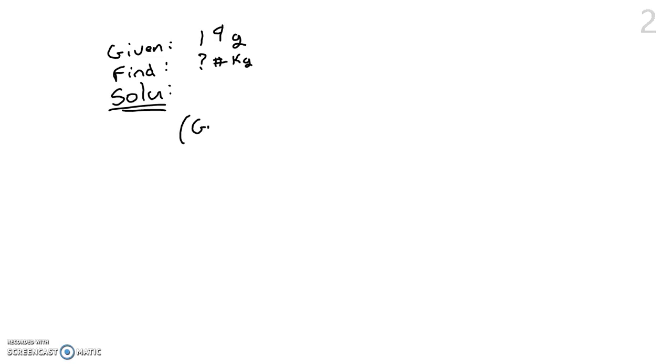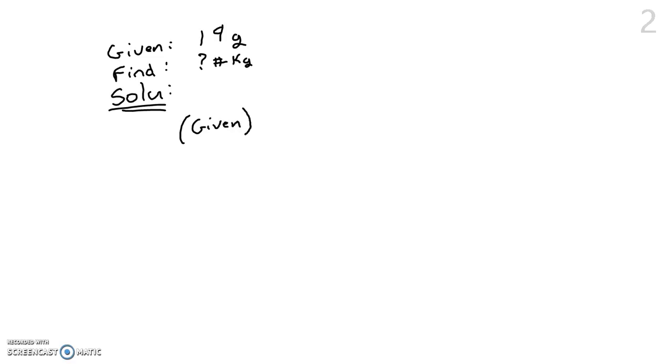So you'll always be given something. Always have to find something. And you always have to show your work. This is the given find solution method I like to use. It works really, really well in chemistry. I suggest using it. So if you're given 19 grams, you're trying to find the number of kilograms. Well, here's our solution.